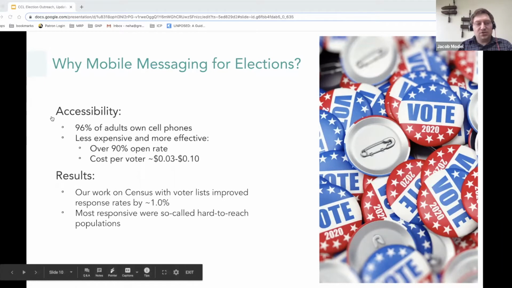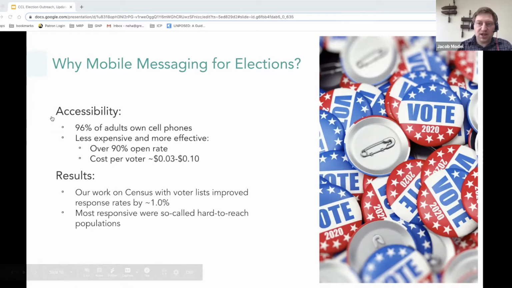And in comparison to other methods of communication like mail or email, it's relatively cheap and has a really high read rate. Studies of text message marketing have found open rates of close to 90%. So even if people don't respond, they're at least getting the information. And our approximate cost for reaching a voter with a set of messages, depending on the number of messages, would be somewhere between 3 and 10 cents.